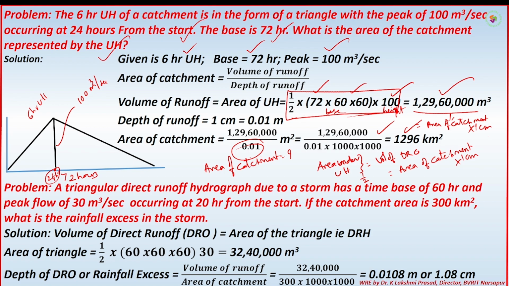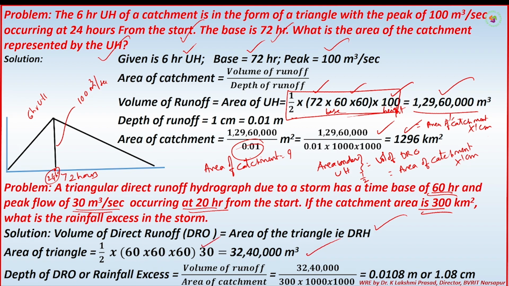This is a GATE question. A triangular direct runoff hydrograph due to a storm has a time base of 60 hours and peak flow of 30 meter cube per second occurring at 20 hours from the start. If the catchment area is this much, what is the rainfall excess? All are the same principle, absolutely no change. So volume of direct runoff is nothing but the area of the triangle. Area of the triangle is half base into height.